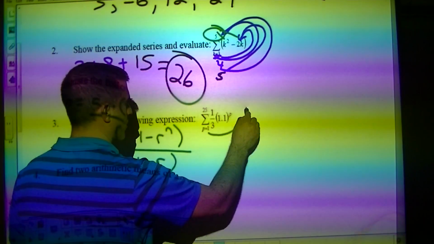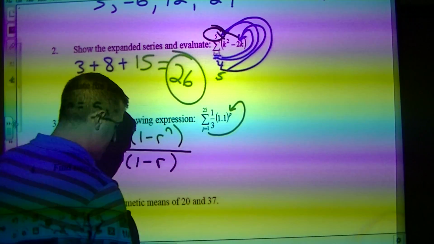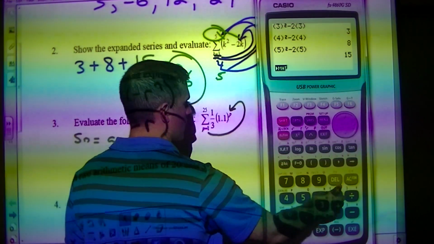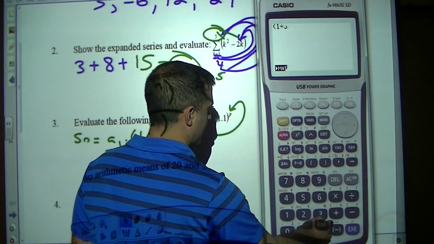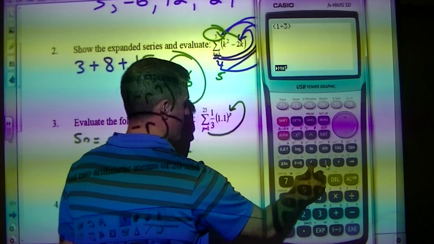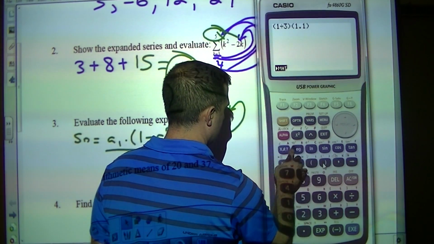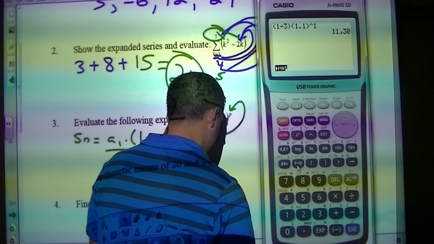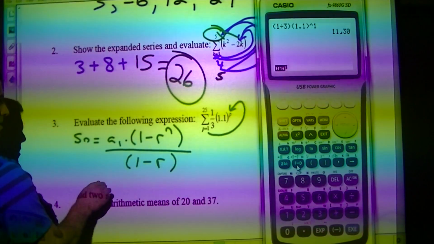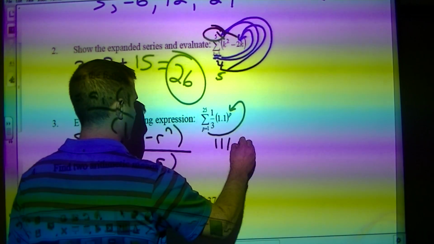Well, how do I do that? Let's go ahead and put 1 right into there. So I'm going to have 1/3. So 1 divided by 3, that's that. And then 1.1 to the first power. When I get that, as a fraction, that would be 11 over 30. So I got 11 over 30.